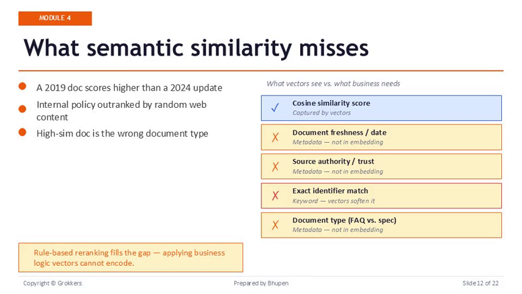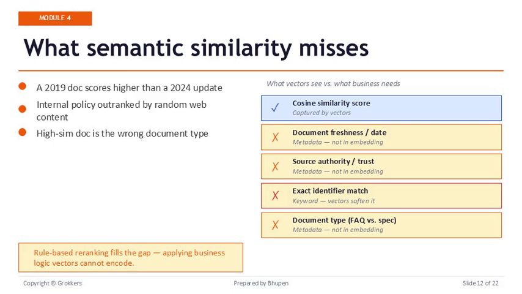A 2019 document can outrank a 2024 update. A random blog post can outrank your internal company policy. A forum discussion can outrank the official technical specification. The embedding model is doing its job perfectly. It is measuring semantic similarity. But semantic similarity is not the whole picture. It is like judging a book solely by how relevant its title sounds, without checking who wrote it, when it was published, or whether it is even the right genre. This is the gap that rule-based re-ranking fills, applying business logic that vectors literally cannot encode.